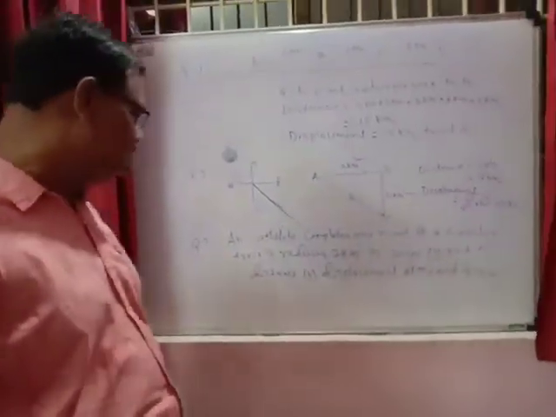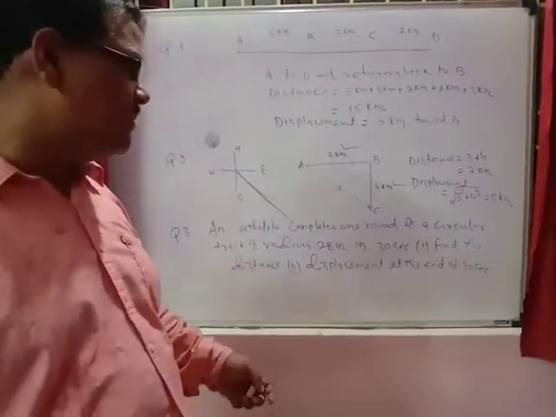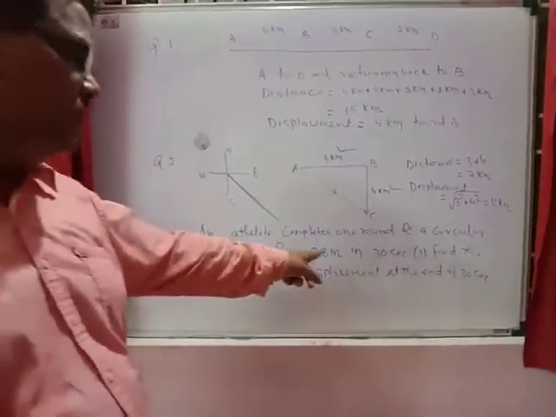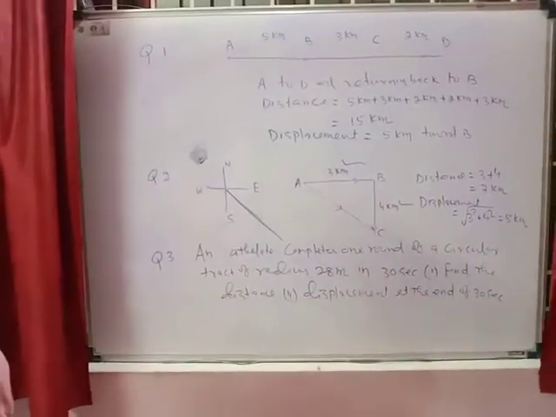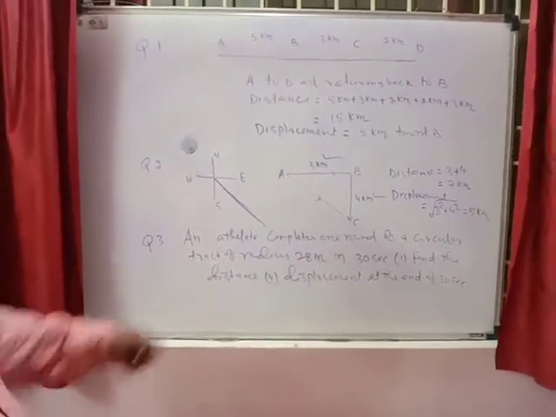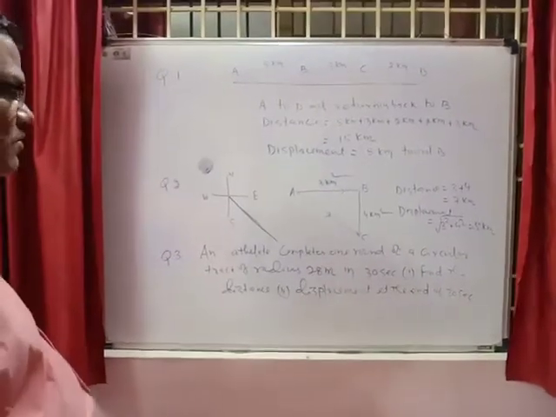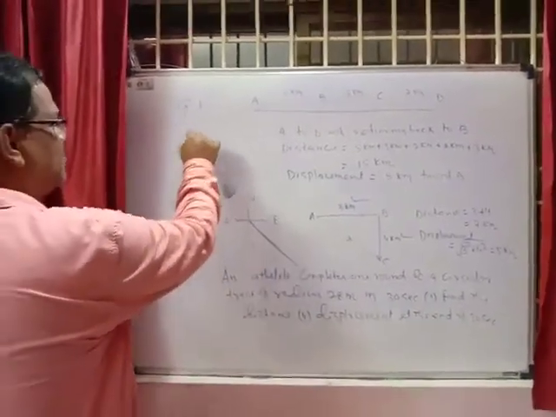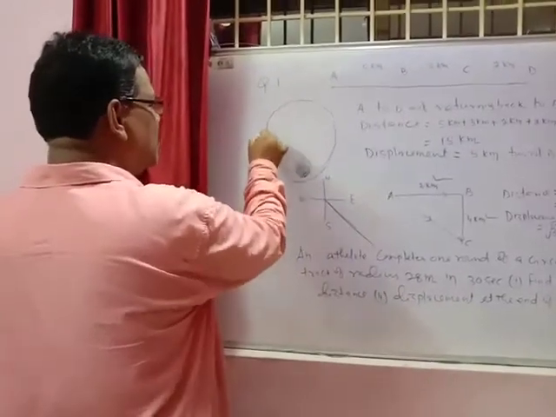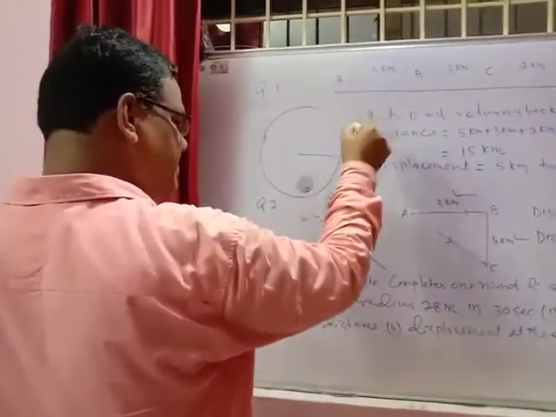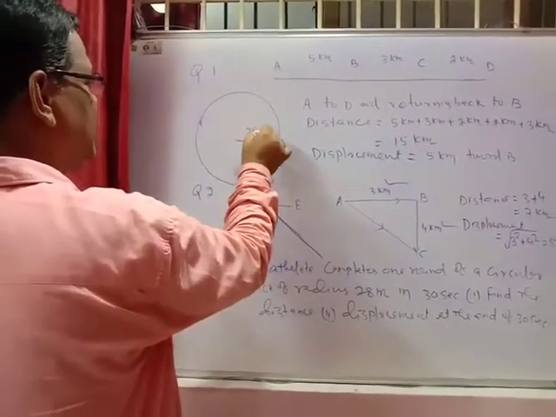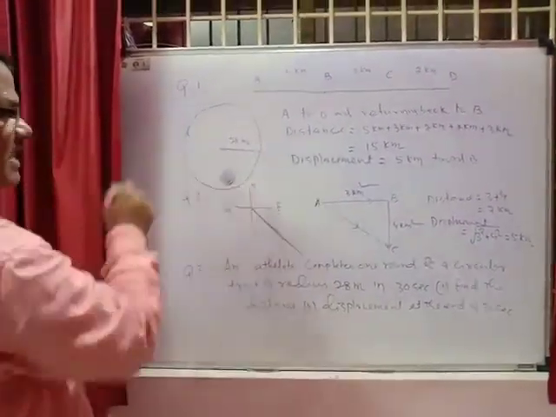Question number 3. An athlete completes one round of a circular track of radius 28 meter in 30 seconds. Find the distance and displacement at the end of 30 seconds. The athlete completes one round in a circular track in 30 seconds. The radius is given equal to 28 meter.